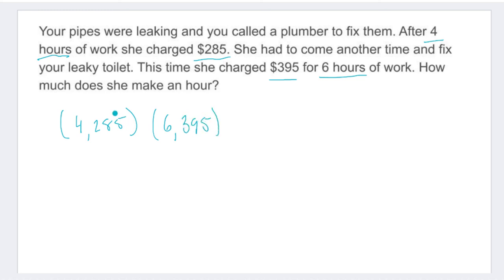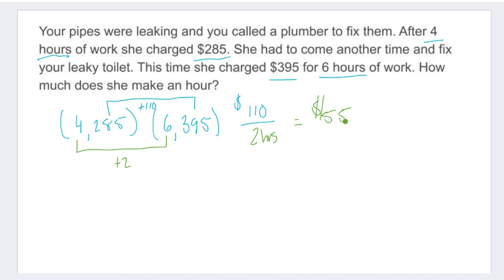So delta y, our change in the y number, is from 285 to 395. That's plus 110. And that's dollars. Change in x, delta x, is from 4 to 6. That's plus 2. That's 2 hours. So 110 divided by 2 gives us $55 per hour. So this plumber makes $55 every hour.